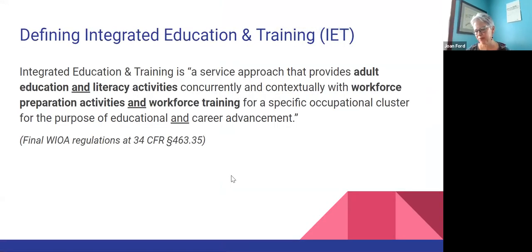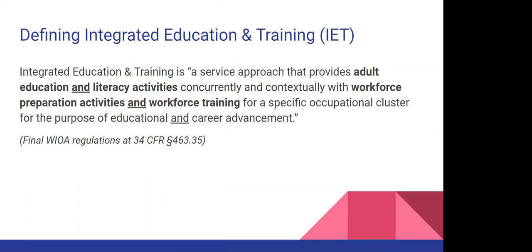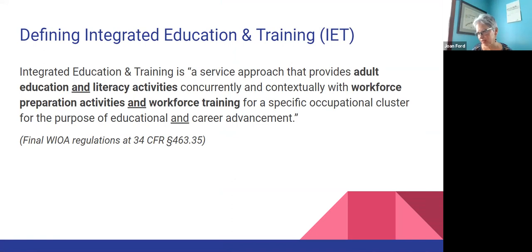Okay, so here's the official definition. That's the WIOA definition. Integrated education and training is a service approach that provides adult education and literacy activities concurrently and contextually with workforce preparation activities and workforce training for a specific occupational cluster for the purpose of educational and career advancement. Nicole went in and underlined all the ands, and there's a reason for that. I know Nicole has much more to say about this, but I just find that this definition needs to be really unpacked.